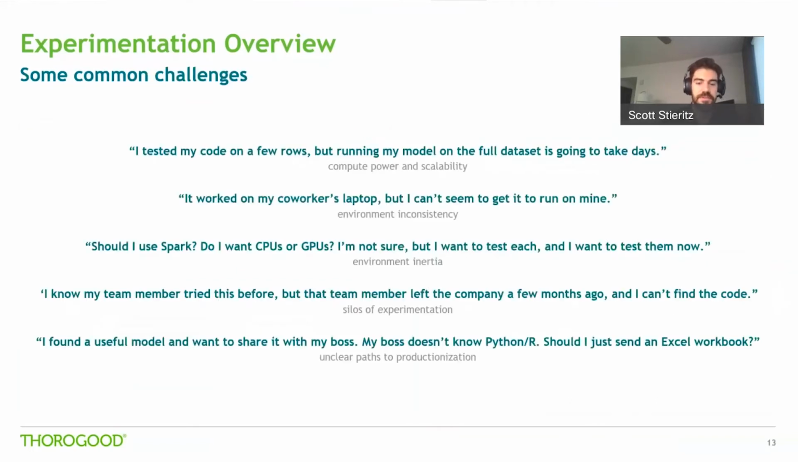So I'll toss up on the screen just some common challenges or some quotes I'm sure most people would be familiar with or have heard in one form or another, of just challenges people can run into when experimentation starts, and often when it starts locally, like on people's laptops. People might say something to the effect of, I tested this on a couple rows. I think I've built out a model that's pretty useful, but now I want to train it on the full data set, and that's going to take days.